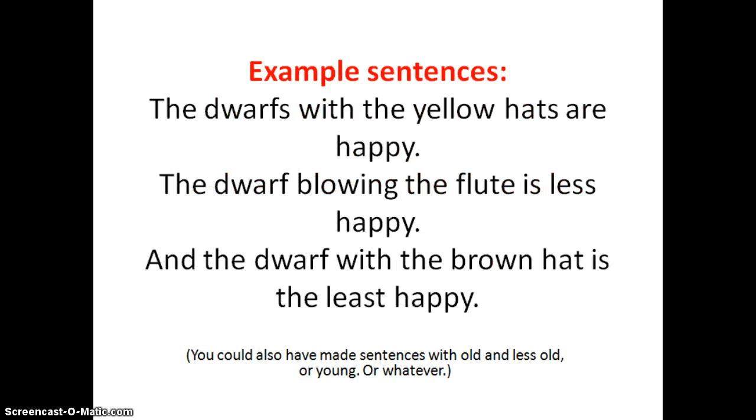Here are the examples. The dwarfs with the yellow hats are happy. Dwarfs are those little fellows that you see in the picture. The dwarf blowing the flute is less happy, and the dwarf with the brown hat is the least happy. You could also have made sentences with old and less old, or young and less young, or the least young.